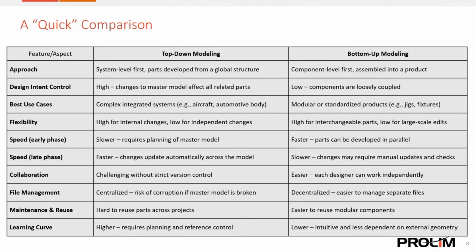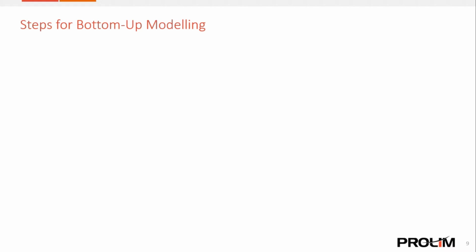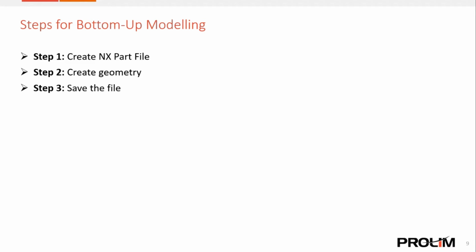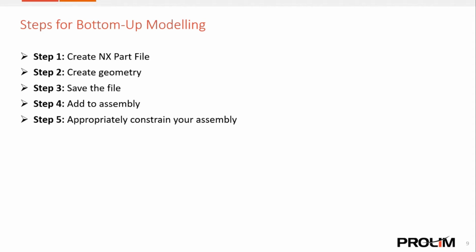You have different parts, you put them together like Lego, and it's less dependent on external geometry. Now, how do I do bottom-up modeling? Well, as some of you may have guessed, the first step is to create your part file. The second is to create your geometry, or your model, essentially. Step 3 is to save the file. Step 4 is to add it to the assembly. And of course, step 5 is to appropriately constrain your assembly. Simple enough.